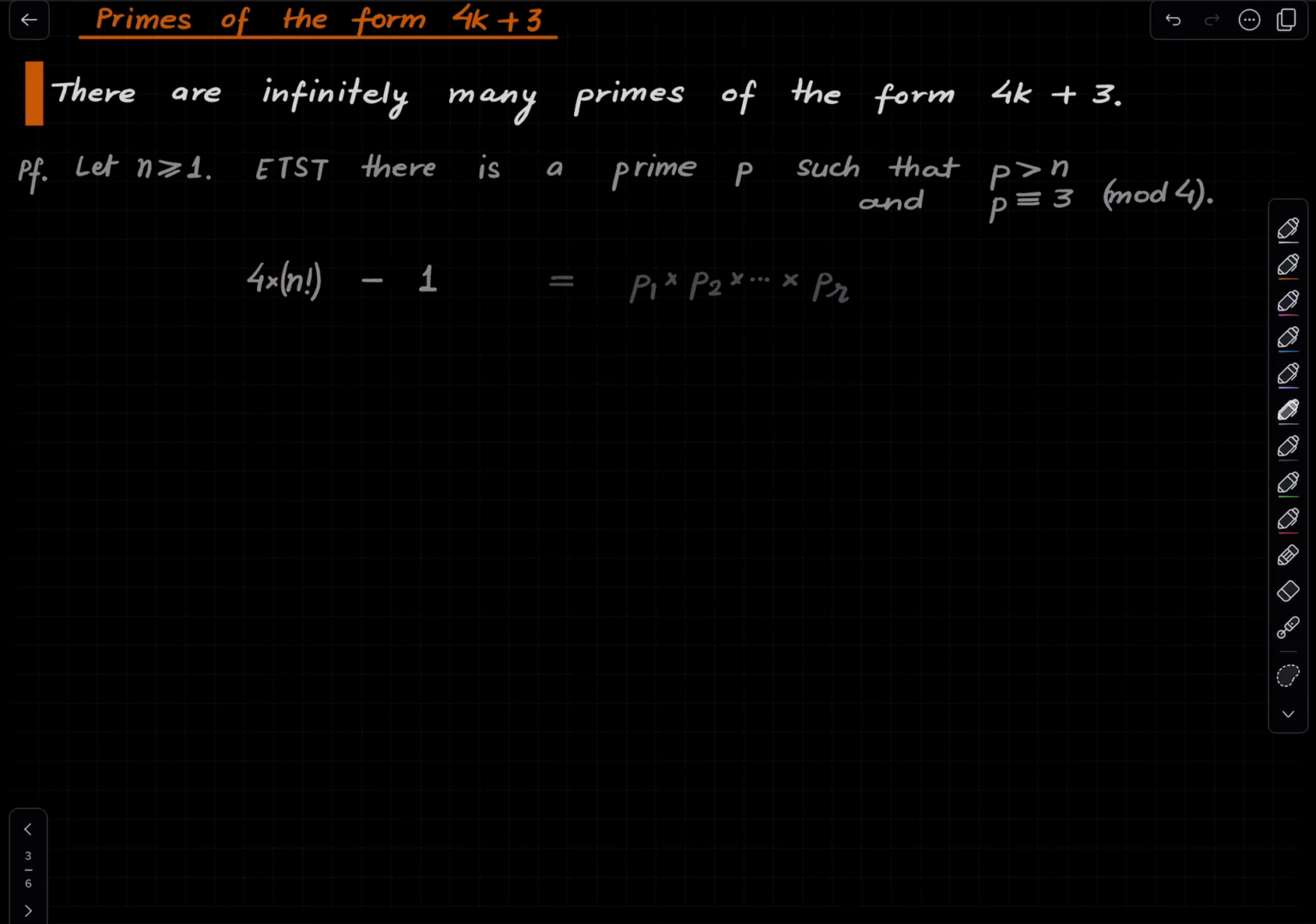So now write this as the product of primes. We claim that one of these primes is of the form 4k plus 3. This is the same as the previous reasoning, no difference. Right? If all of them were of the form 4k plus 1, then so would this be, but this is not of the form 4k plus 1. Okay, so there is at least one prime which is of the form 4k plus 3. Let's say pi. So we claim that pi is greater than n.